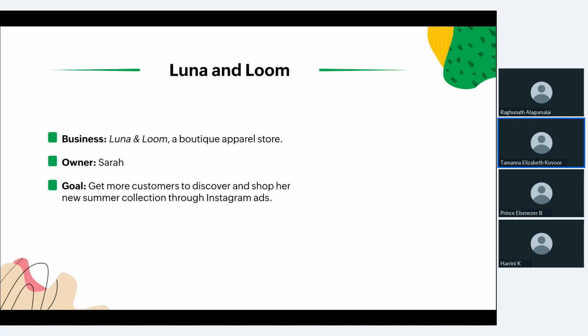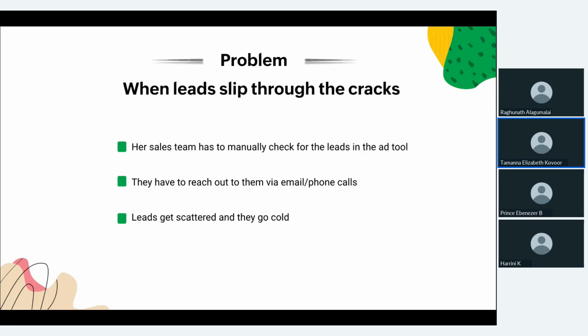Let's take an example of a small business owner, Sarah. She runs a boutique. Her goal is to get more customers by running Instagram ads. So now she goes to Meta, her ad tool. She creates a form where the leads have to fill in their name, phone number, region, and other information. She runs the ad. Let's say that 1,000 people saw the ad.